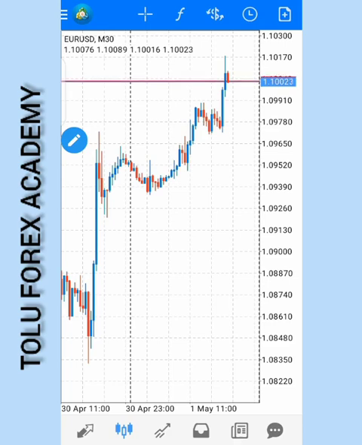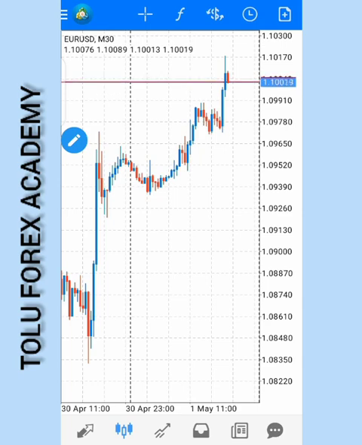So, as I start, as you can see on my chart, I am on Euro USD. That's the 30 minutes time frame of the Euro USD. And we'll look at this Ichimoku. We'll add it to our chart. Then I will explain how to go about it, or how to trade using the Ichimoku strategy.